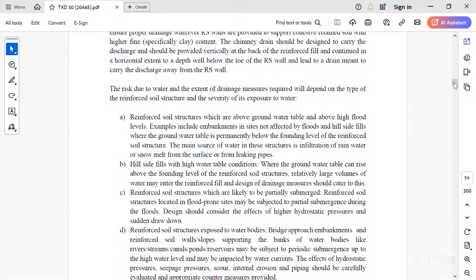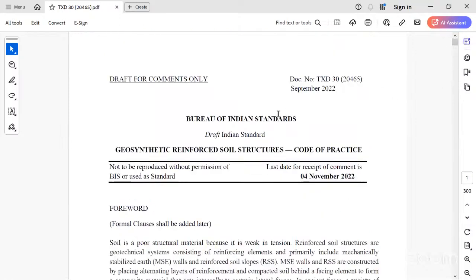Sir, IS code number, please. Is it available online? Yeah, it should be. Actually, the code number is, it's the textile committee TXD 30. Let me see whether it is 20465 or, let me. I think it is not. I will check up and I will send an email to you. Okay, sir. Thanks a lot.